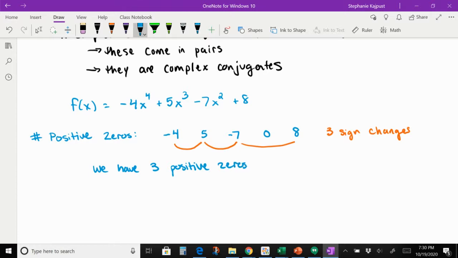And so that tells us we have 3 positive zeros, or 1 positive zero. So if we have 3 or we have 1, we know that at least one of the numbers is positive, because those are our two choices, basically. So we know that one of the numbers has to be positive, and so we should be checking positive numbers when we try to find our zeros.